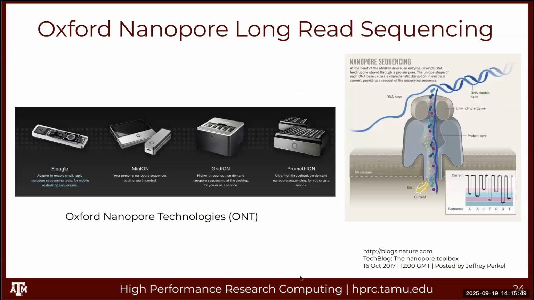The Oxford Nanopore, this is longer reads. Has a different way to sequence than Illumina. They have these little units. They're about as big as a laptop, and then they have like the USB unit where the actual sequencing goes on. And these are the ones that are portable enough where they can sequence in space or out in the field.